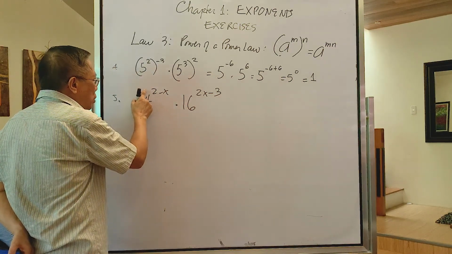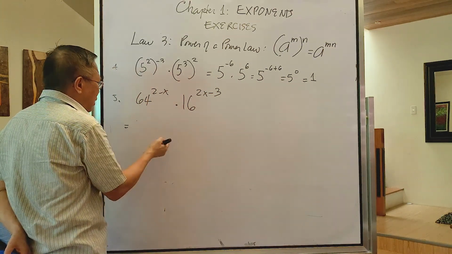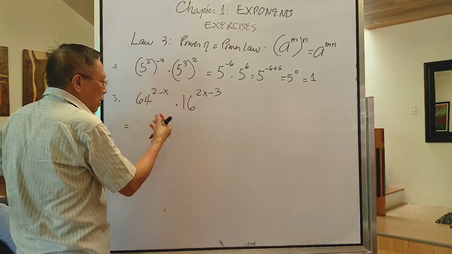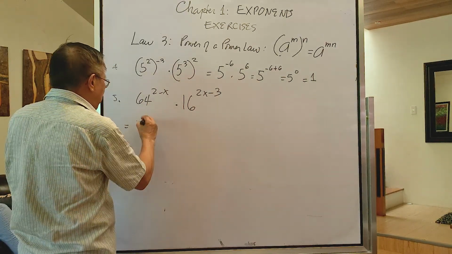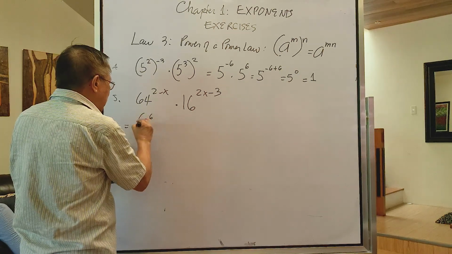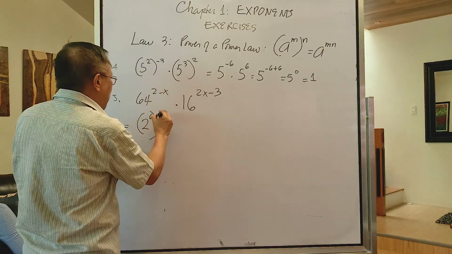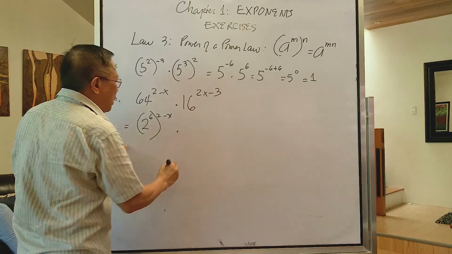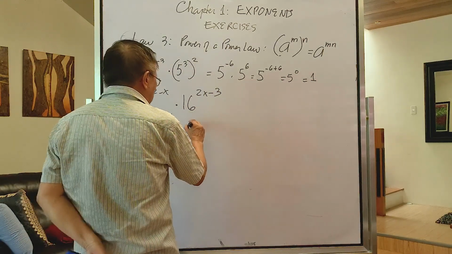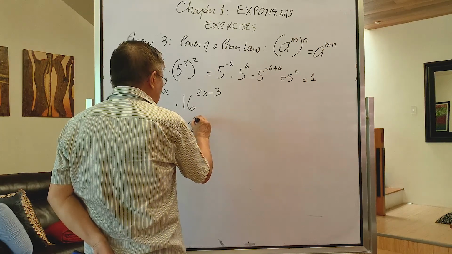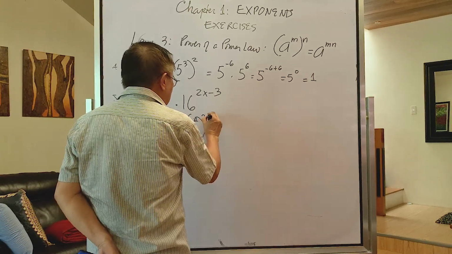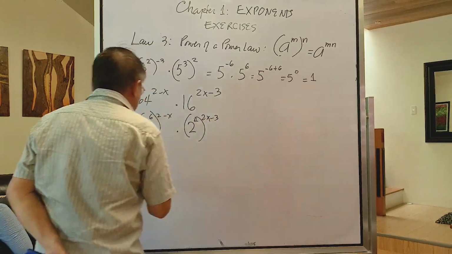So how many 2's can I have in 64? 2 times 2 is 4, times 2 is 8, times 2 is 16, times 2 is 32, times 2 is 64. That means this is 2 to the 6. Okay? And I'll get here raised to the 2 minus x. What about 16? How many 2's do I get? 2 to the 4th. And I will get here 2x minus 3.